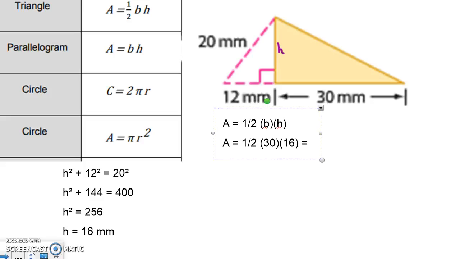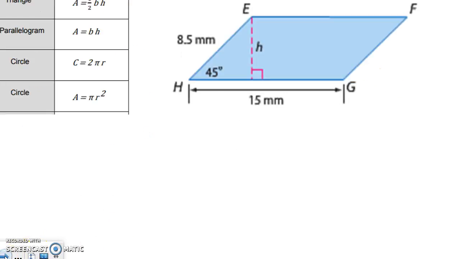So if I type that all into a calculator, I get that the area of this triangle is 240 millimeters squared. Remember, the units for area is always squared because you technically did millimeters times millimeters, which makes millimeters squared. So the Pythagorean theorem is something you can use to get missing dimensions you need to find the area on these problems. All right, second example.